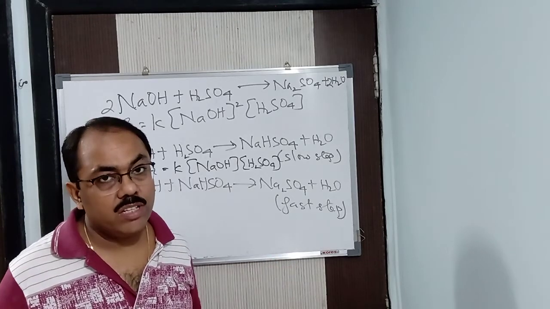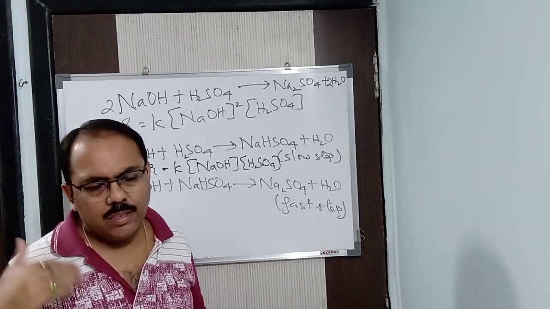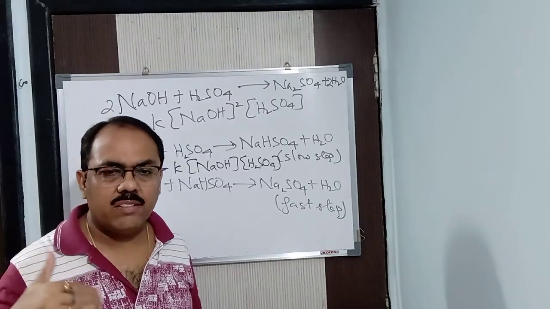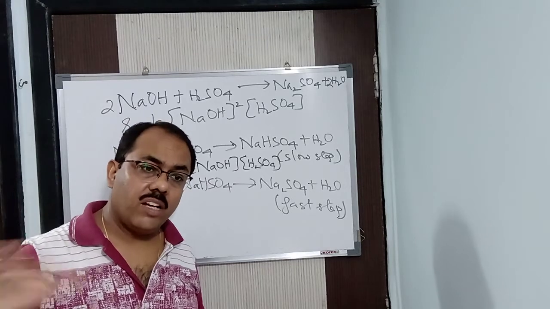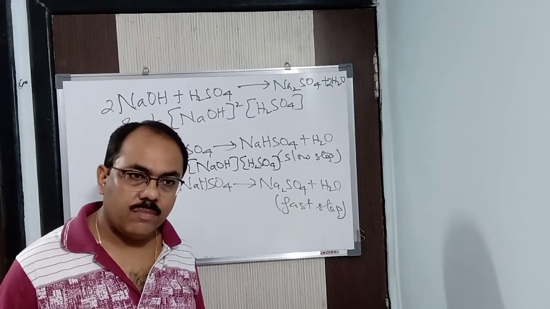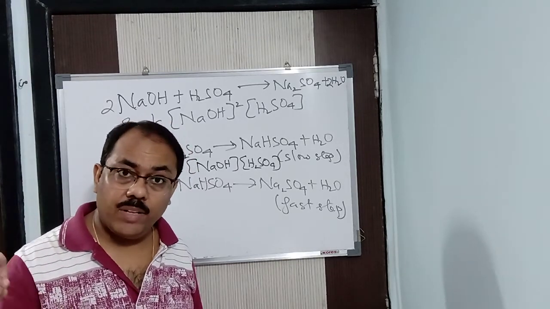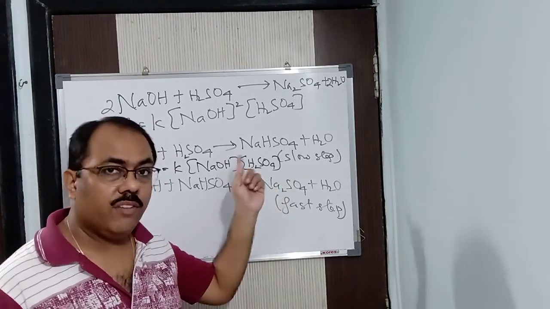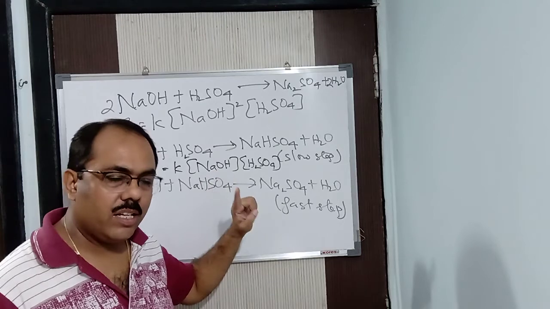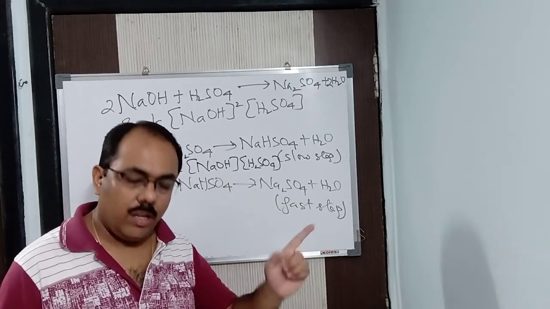If in the question it says that the initial concentration of the reactant is increased by 8 times, what will be the rate constant of the reaction? Nothing, it will be the same, because I am only increasing the initial concentration. But if the slow step changes, then definitely the rate constant is going to change. For that reason I said it depends from reaction to reaction.